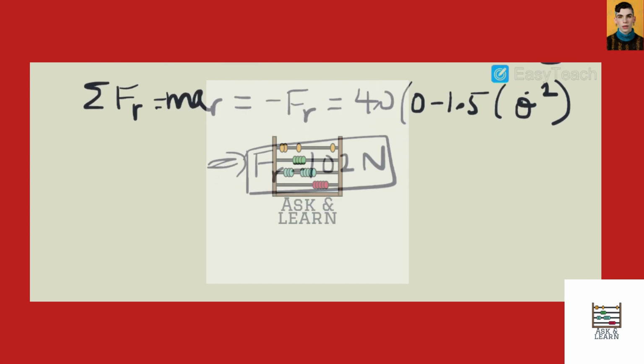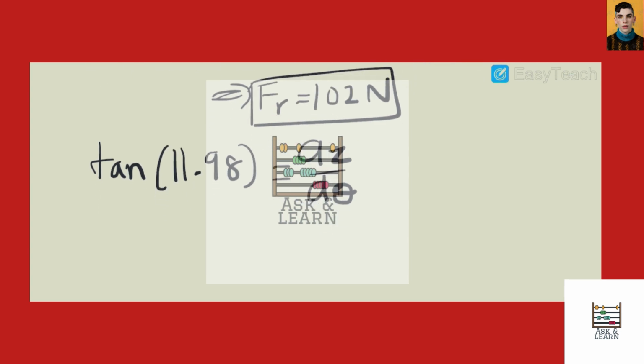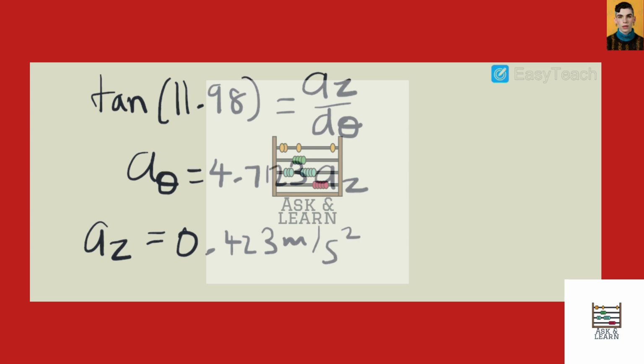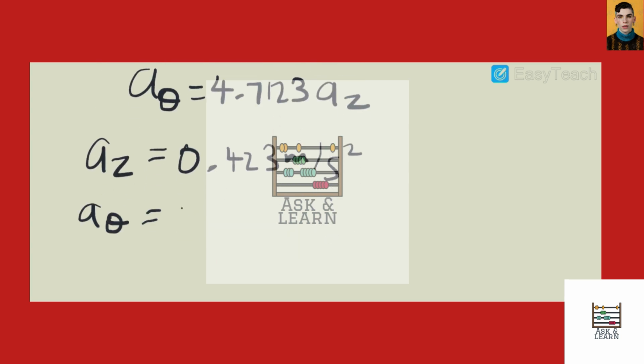Next, we know that tangent of 11.98 degrees, which is our triangle that we got from the displacement, is equal to the motion in z over the motion in theta. So this is essentially az over a theta. Therefore, we know that a theta is equal to 4.7123 az. Using this, we can solve and say that az is equal to 0.423 meters per second squared, and a theta is equal to 1.99 meters per second squared.